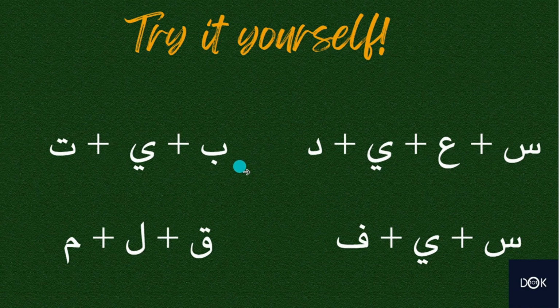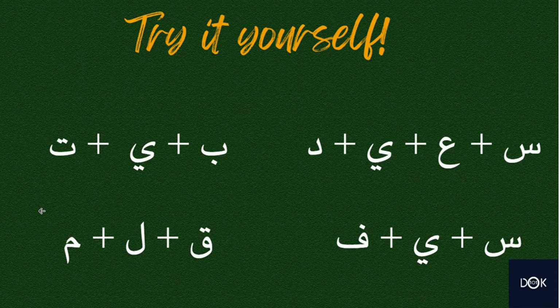The second one is Bait, that we just did. Ba, Ya, Ta, Bait, which is a house. The third word is Saif, which is a sword. Sin, Ya, Fa, Saif. And the last word is Qalam, which is a pen. Qaf, Lam, Mim. Now you can connect all these letters and make 4 words.